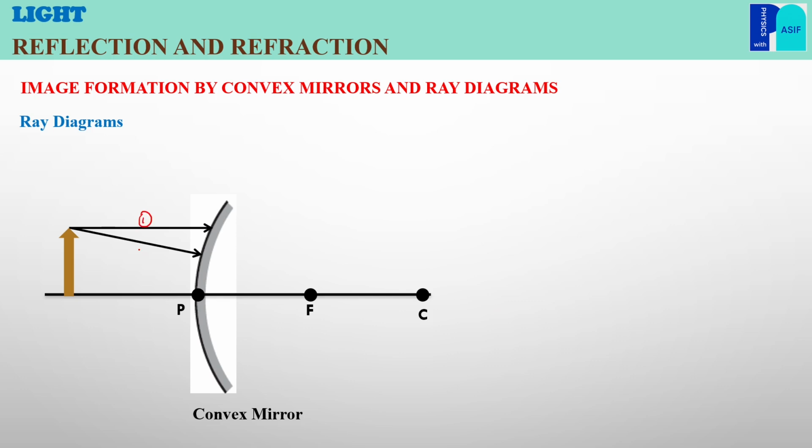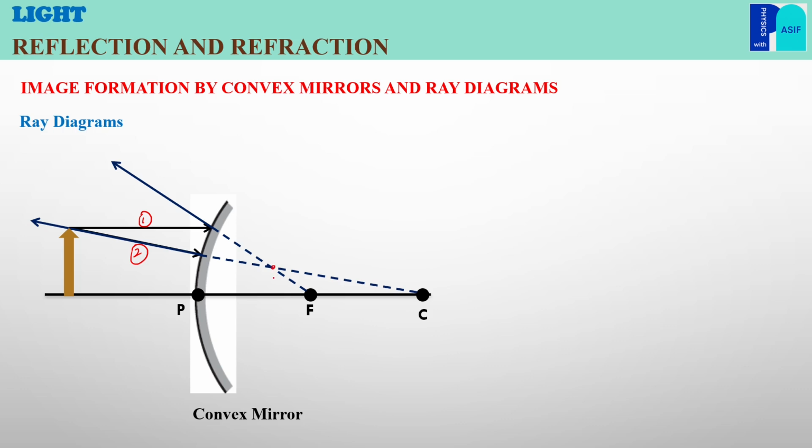And these two rays, after reflection, they go in different directions. We are taking such rays that after reflection they go in different ways, such that when you extend them in the backward direction, one appears to be coming from the principal focus, the other appears to be coming from the center of curvature of the convex mirror. And the intersection of these two lines gives the image point of the object.